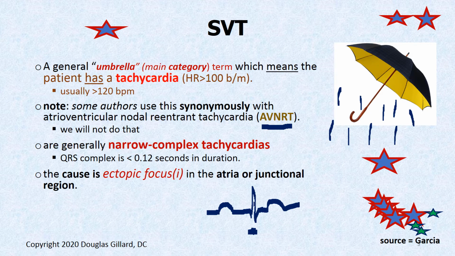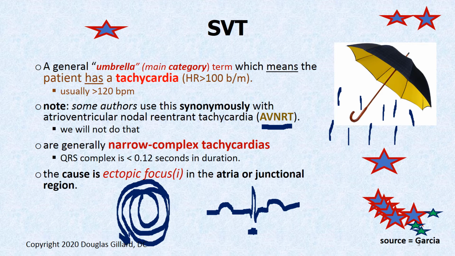And we'll look at some that actually, have we looked at orthodromic AV? No, we haven't yet. We're getting to that. There are some exceptions to that rule, but most of them are narrow complex tachycardias with a duration less than 0.12 seconds. They are caused by an ectopic foci, usually in the atrial or junctional region. We talked about the junctional region last time. There could be a reentry circuit that we need to discuss, because that's another possibility where the current goes round and round, and we'll talk about that.